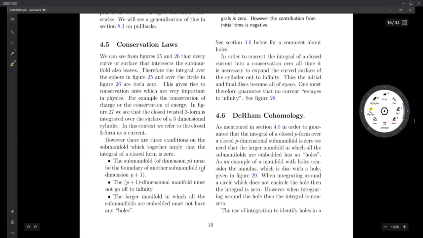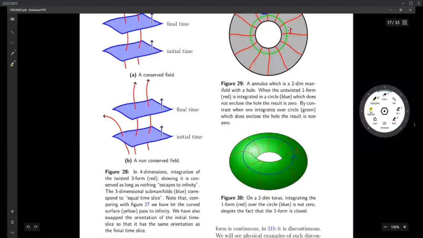So the submanifold shouldn't extend to infinity, because as we saw, closed forms need to close in on themselves. When there are line integrals which extend to infinity but ultimately close in on themselves, versus a manifold that extends to infinity, we see that that doesn't apply here. Or to say that the integral of a closed form is zero.